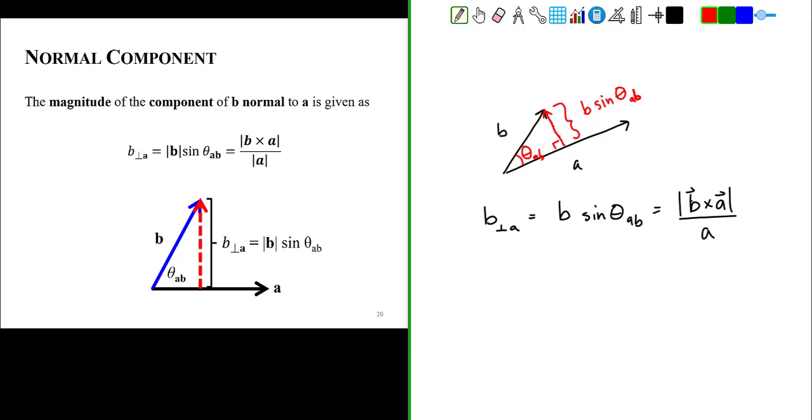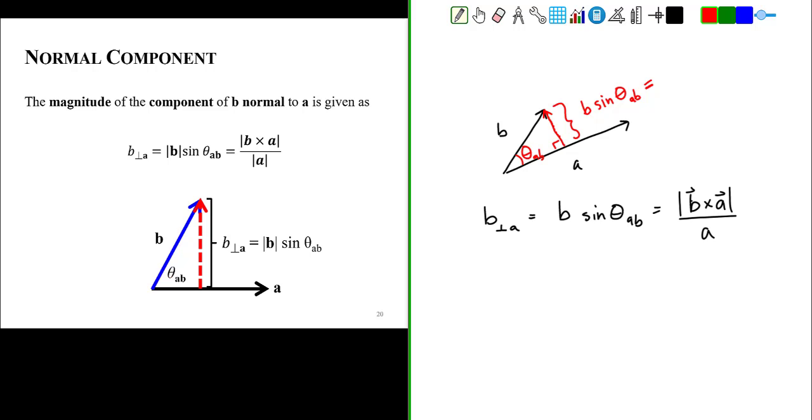So that piece, that length of vector B that is perpendicular to vector A, and you can say it like this: the amount of vector B that is perpendicular to vector A. That piece right there can be found by the cross product.